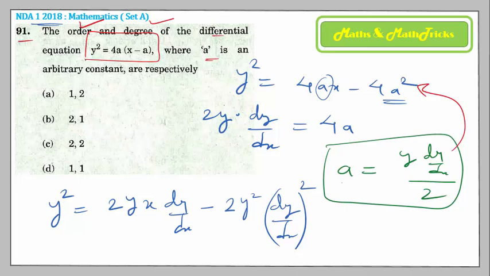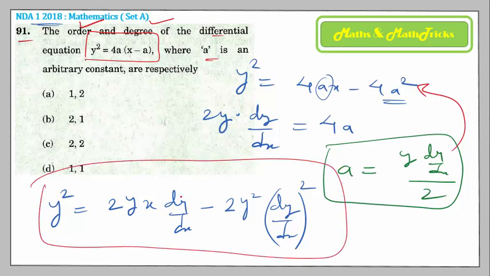Now you can see that in this particular equation there is only a first order derivative. So the order is definitely 1, and it's there in options A and D. But the degree is 2, because the degree is the highest power of the highest order derivative. The highest order derivative in this equation is the first order derivative, but its maximum power is 2. So the degree is 2. That's why out of A and D, the right choice is only option A: order is 1 and degree is 2.